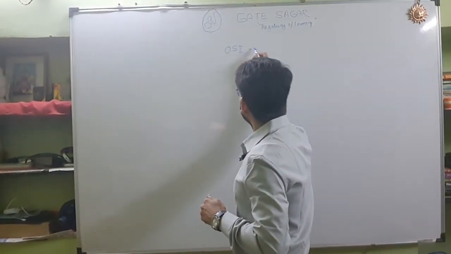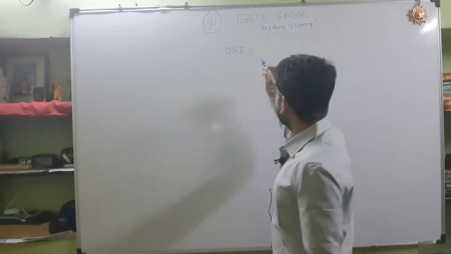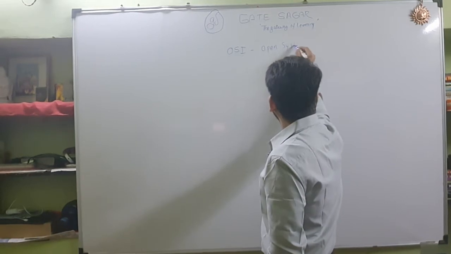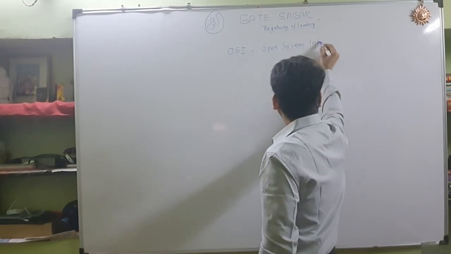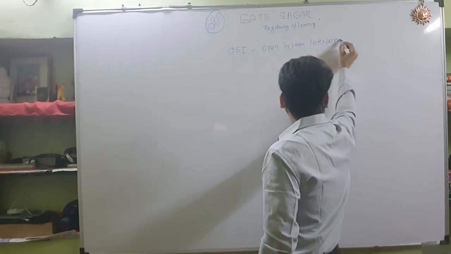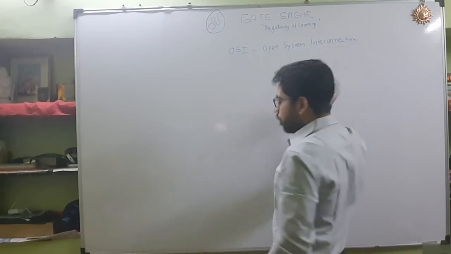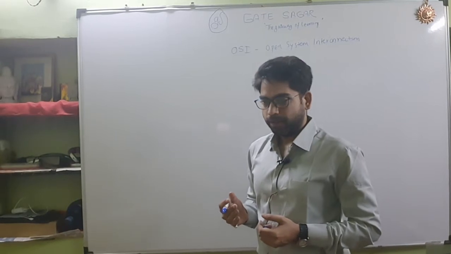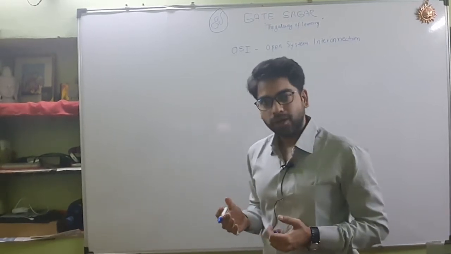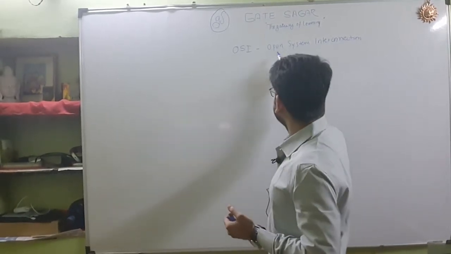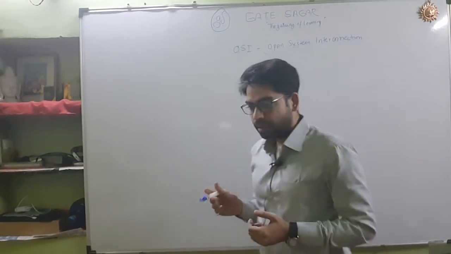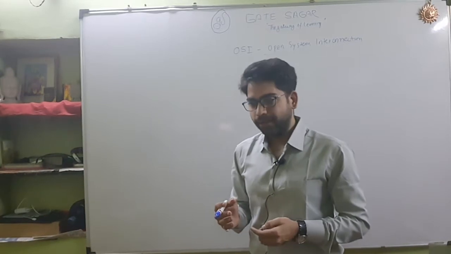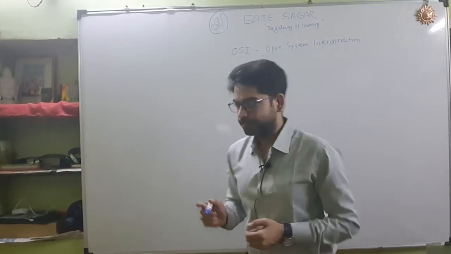OSI means Open System Interconnection. Now this comes to our mind, what is an open system? Basically we can understand by this word open system, this means a system which is connected to the network and which is ready to communicate.